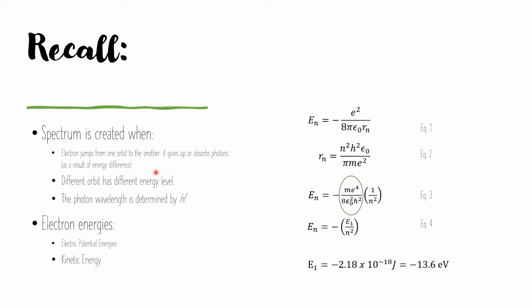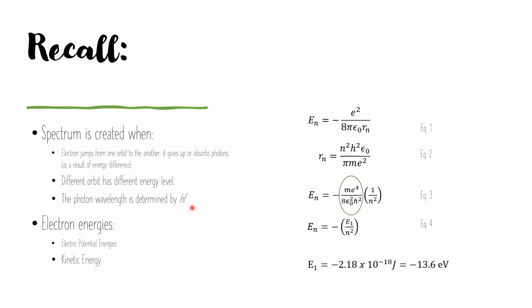So spectrum is created when an electron jumps from one orbit to another. Either it gives up or absorbs photons, and this is a result of the energy difference. And the different orbits have different energy levels. And also, the photon energy is determined by multiplying the Planck's constant h times the frequency.